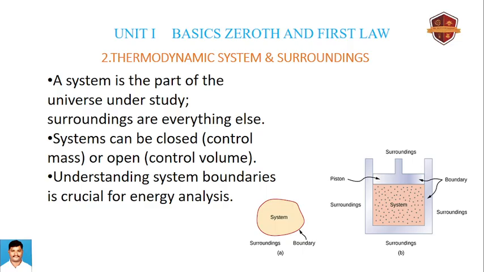The second topic is thermodynamic system and surroundings. To analyze energy interaction clearly, the entire universe is divided into two parts. First one is system and second one is surroundings. The thermodynamic system is a specific quantity of matter or a region of space selected for study. It is the main focus of thermodynamic analysis.